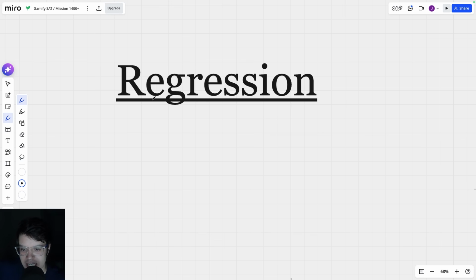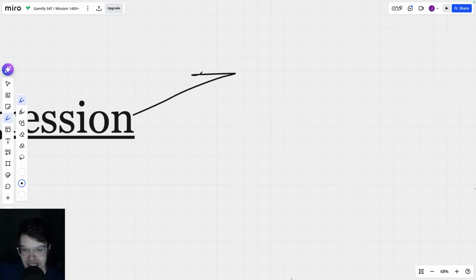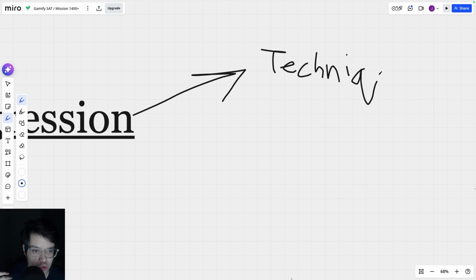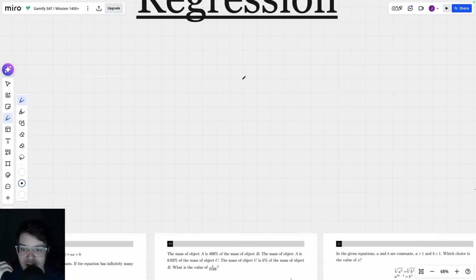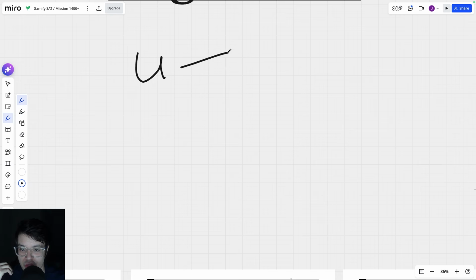Regression is just a Desmos technique. Okay, you probably could have guessed that, but it's not some kind of weird thing. It's not some kind of new term you have to memorize or something. It's just another thing you can do within Desmos. And the reason why you use regression is whenever you have more unknowns than you have equations. Let me show you what this means.